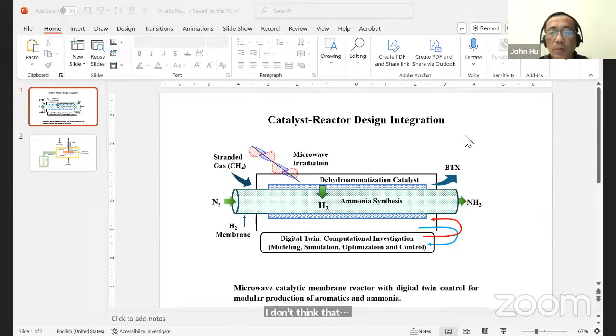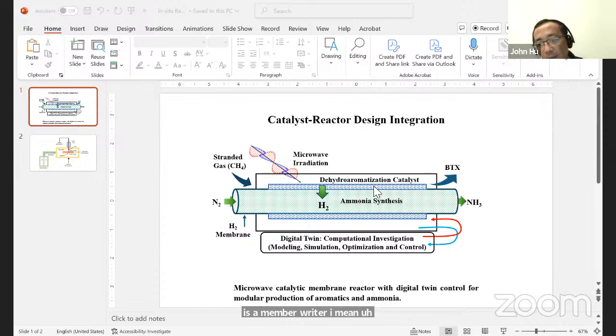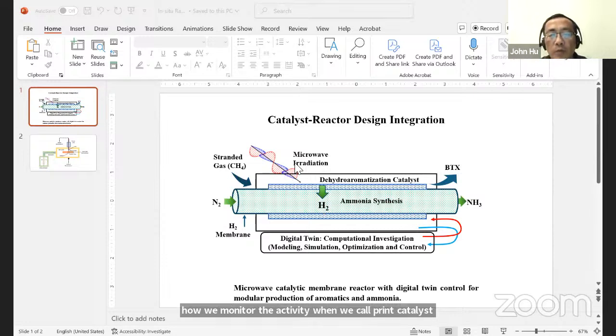I'm pretty sure you remember what I said, all right? Yesterday, it's a membrane reactor driven by the microwave. We coat catalyst on the surface. So today I'm going to show you how we monitor the activity when we print the catalyst along the lines of membrane. Remember, in some places we put a lot of catalyst, in some places we put a light catalyst, because of the microwave.